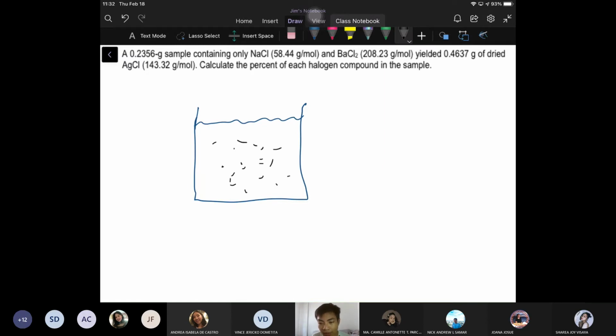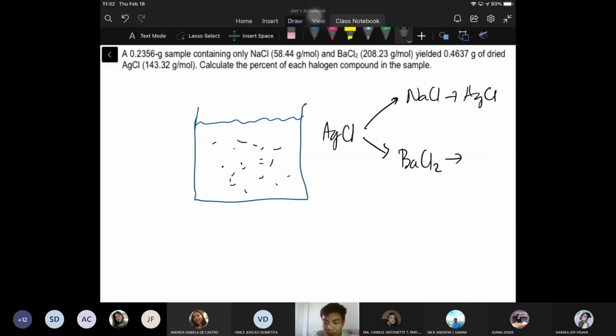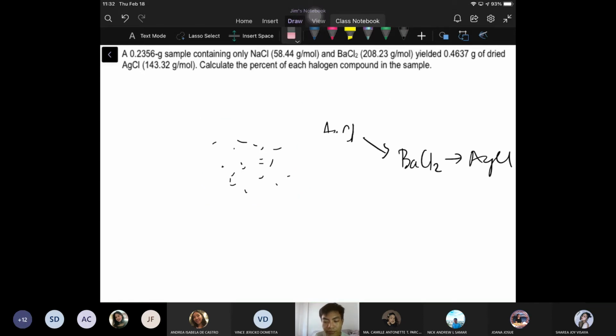So all of it became silver chloride. That means there are two sources of our silver chloride: NaCl converted to silver chloride, and BaCl2 converted to silver chloride. Using stoichiometry, we can solve this problem. So that's the background of this question. Okay, let's proceed.